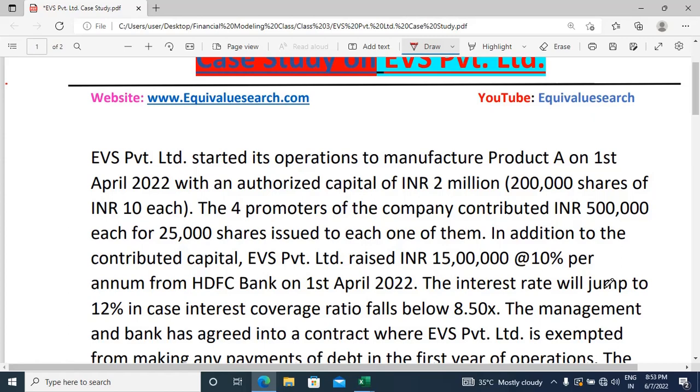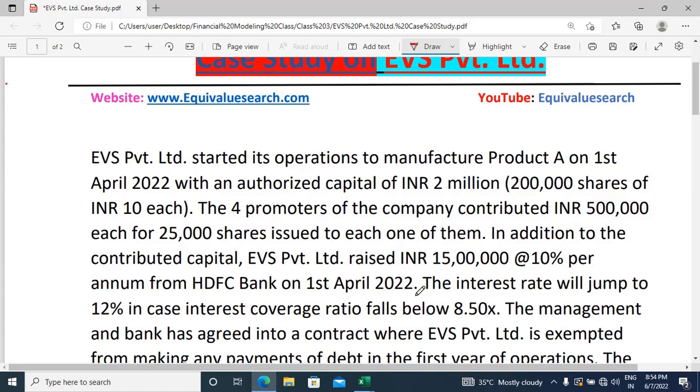Now what is this? What is this interest coverage ratio? That means how much money you are generating to pay off the interest, how many times it is.